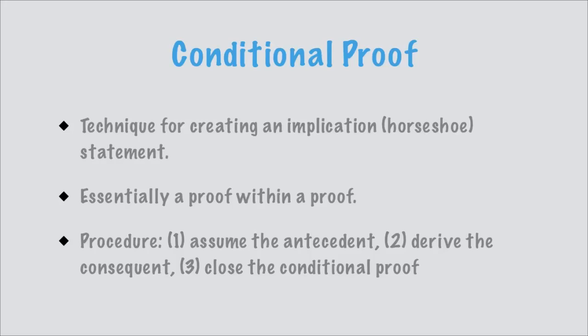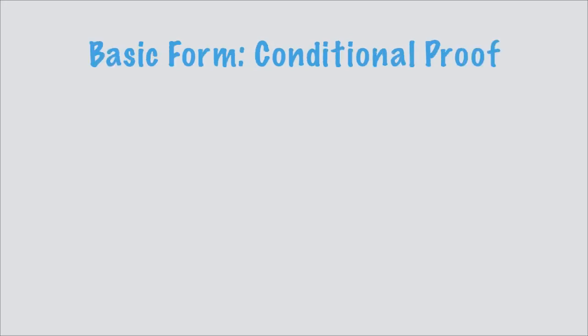So you start with the antecedent, assuming it. You prove the consequent, or derive the consequent, from the other premises within your proof. And then at the end, you simply close off your subproof, your conditional proof, and you write down the horseshoe statement. So let's look at the basic form of the conditional proof. Imagine you have a conclusion. We'll start with a very simple example. My conclusion is P therefore Q. So, a standard horseshoe statement.